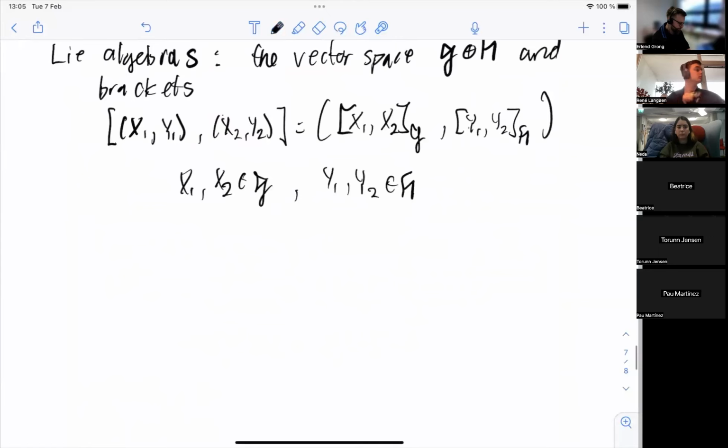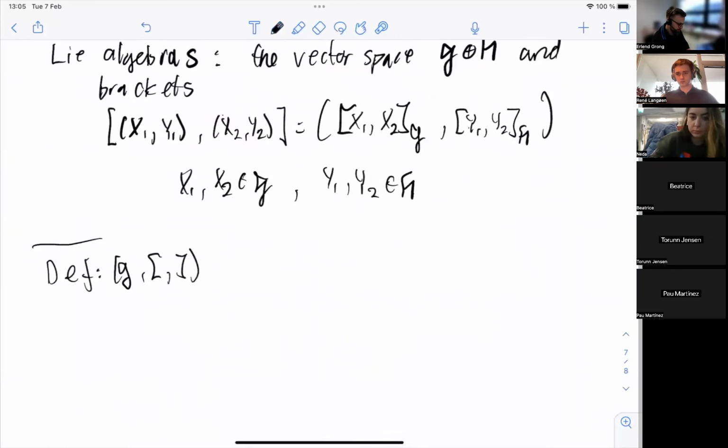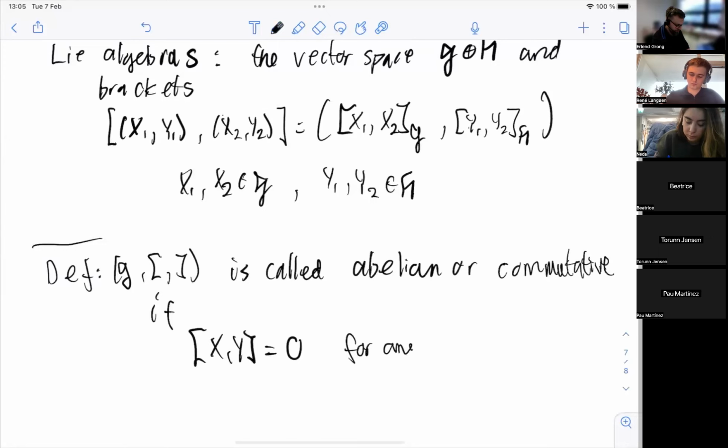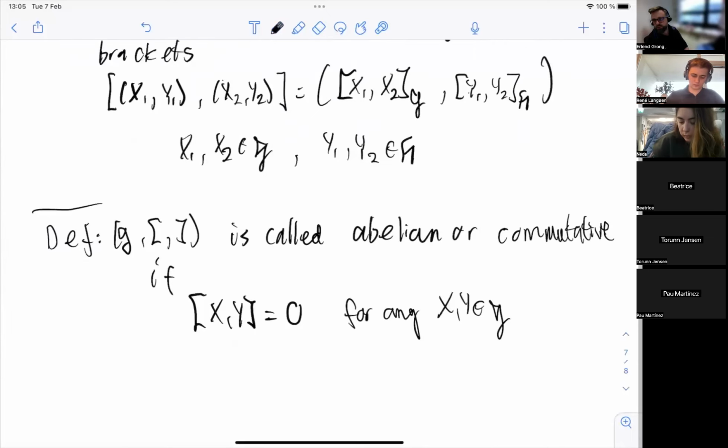So a couple more definitions, and then we look at special types of Lie algebras. A Lie algebra, given with a vector space and a bracket, is called abelian, or commutative, if the bracket of x and y is equal to 0. So our algebra spanned by just the identity, that's an example of a commutative Lie algebra.